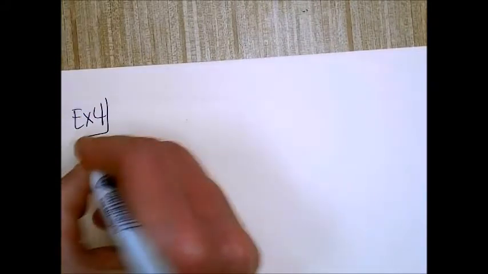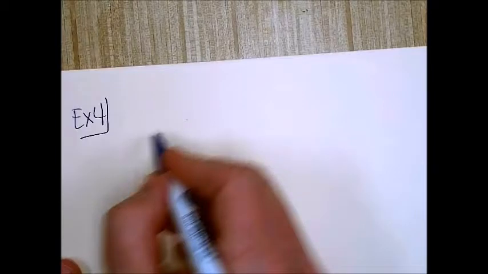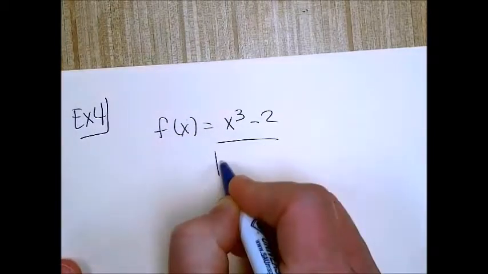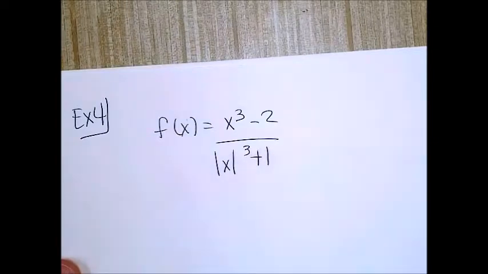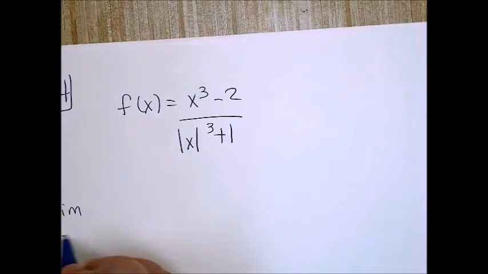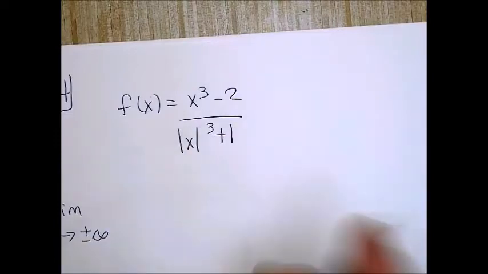Okay, let's do example 4. The function is (x cubed minus 2) over (absolute value of x cubed plus 1). We will want to find the limit as x approaches positive and negative infinity for this function. We're going to split it into two functions.